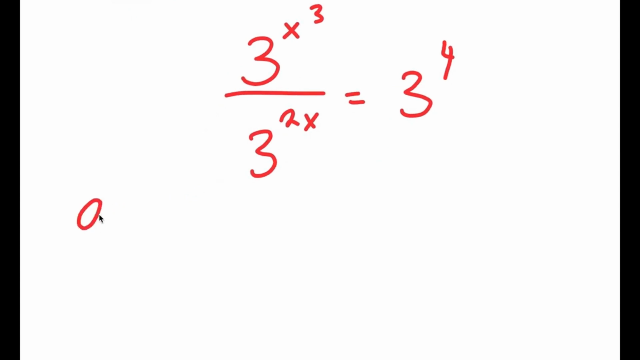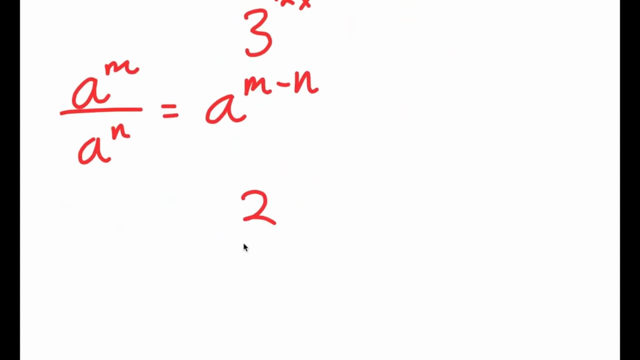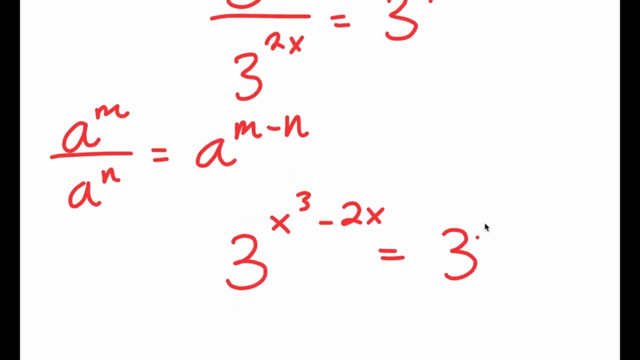Now, if I have something in the form a to the power of m over a to the power of n, this is equal to a to the power of m minus n. So 3 to the power of x to the power of 3 over 3 to the power of 2x is going to equal 3 to the power of x to the power of 3 minus 2x, which is equal to 3 to the power of 4.